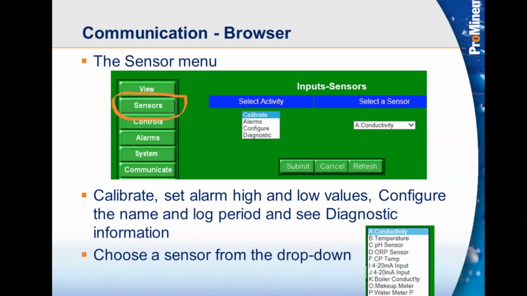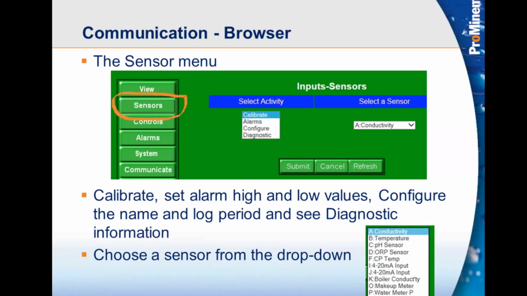just like we talked about in the keypad menu, you would see the choices that you have for sensors. In this case, you can calibrate a sensor, set the alarms, configure the menu, configure the sensor, or look at the diagnostics. Those are the activities that you can do. Then over to the right, you would choose the connectivity. You can hit the drop down arrow, pick whichever sensor you wish to calibrate or set the alarms for, and press the submit button.